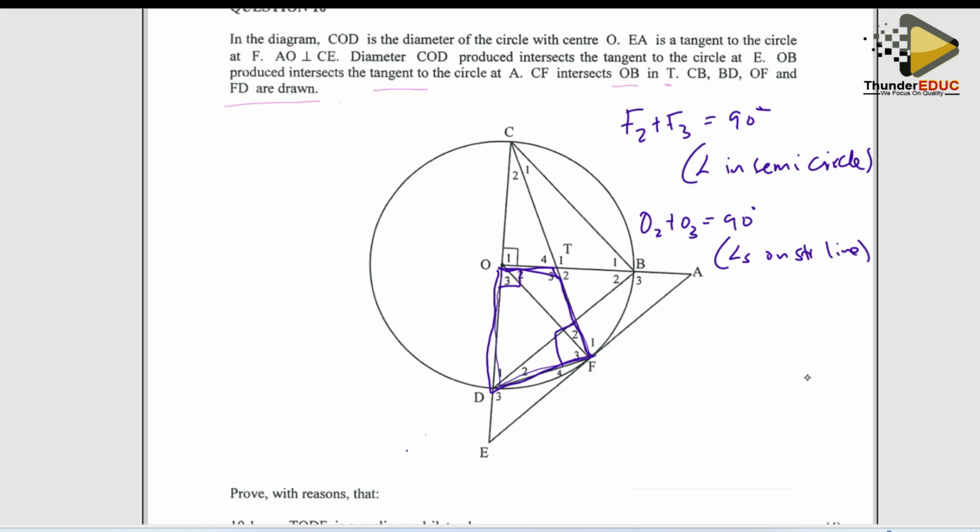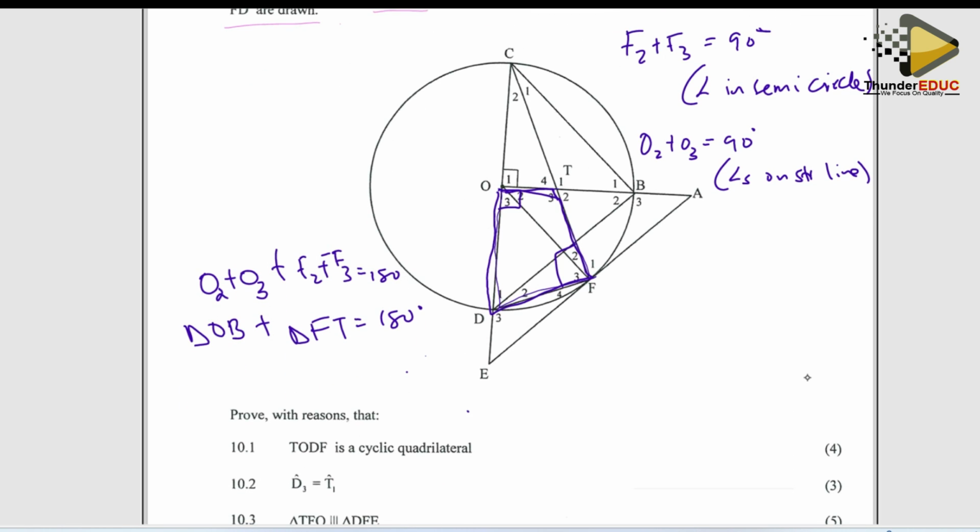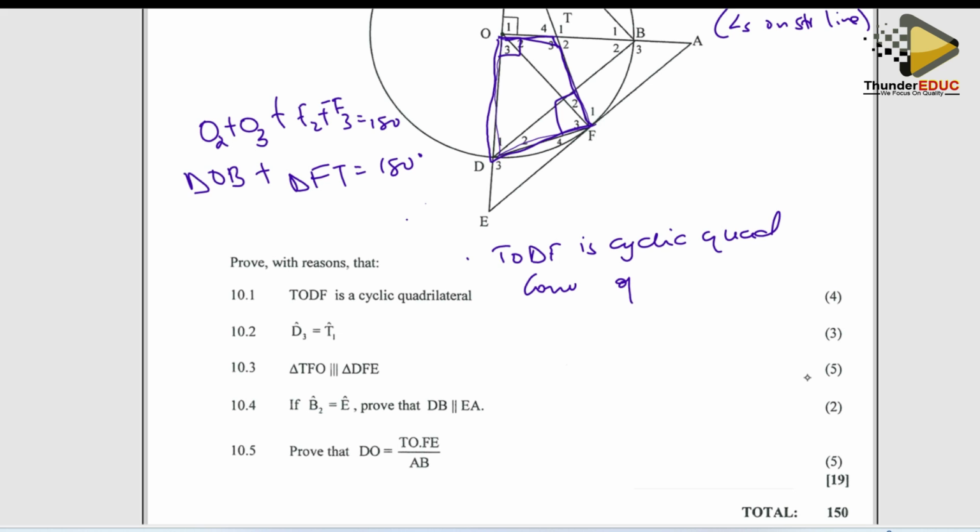Okay, that's a 90. Now I can see that the opposite angles are going to be 180. So I'm going to say O2 plus O3 plus F2 plus F3 gives us 180. Or someone can say that angle TOD plus DFT gives us 180. As long as that is true, therefore TODF is a cyclic quadrilateral. And then the reason is going to be the converse of opposite angles of a cyclic quadrilateral. Okay, so that is that.